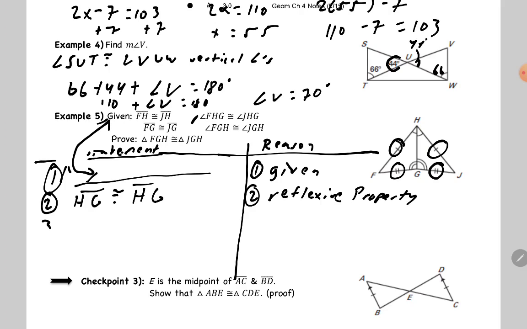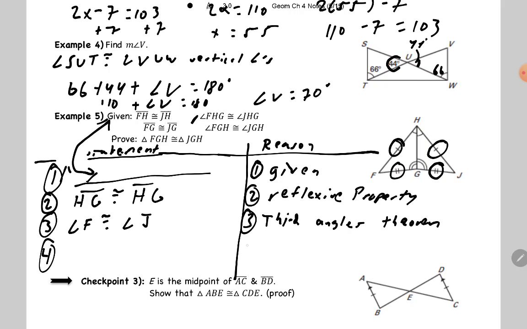Now we need the third angle. Okay. So how do we show that the third angle is congruent? Well, at the beginning of the section, we read about the third angles theorem. So angle F is congruent to angle J. So that was called the third angles theorem. Okay. Now I've shown that all the angles are the same and all the sides are the same. Therefore, these triangles are congruent. Okay. Triangle JGH.